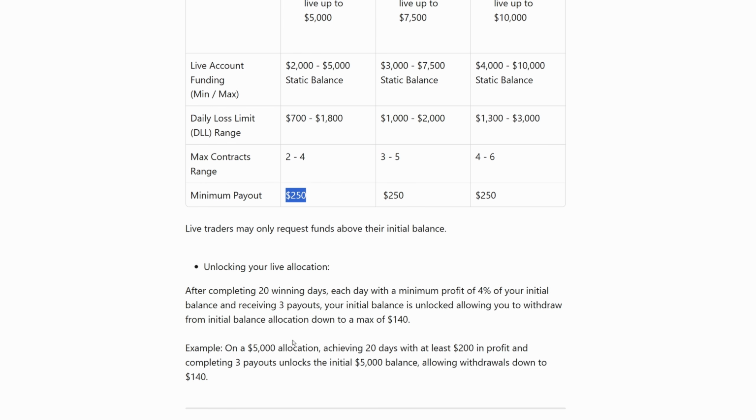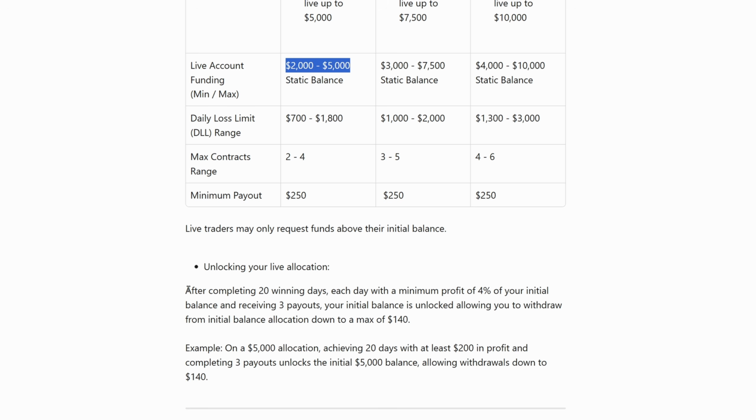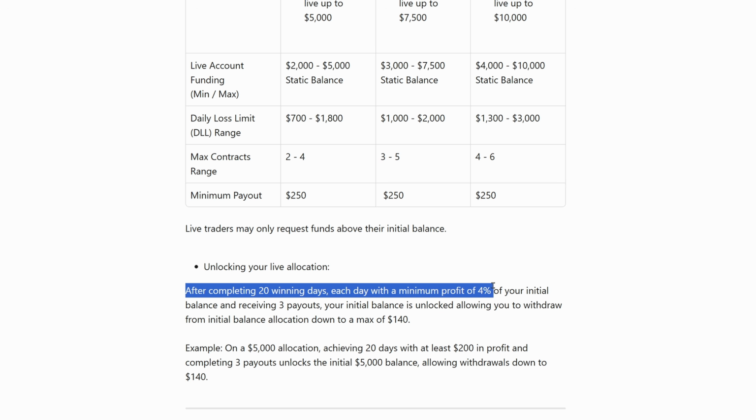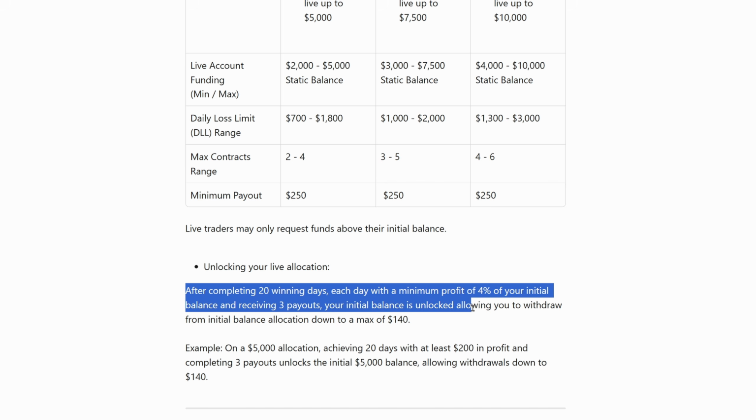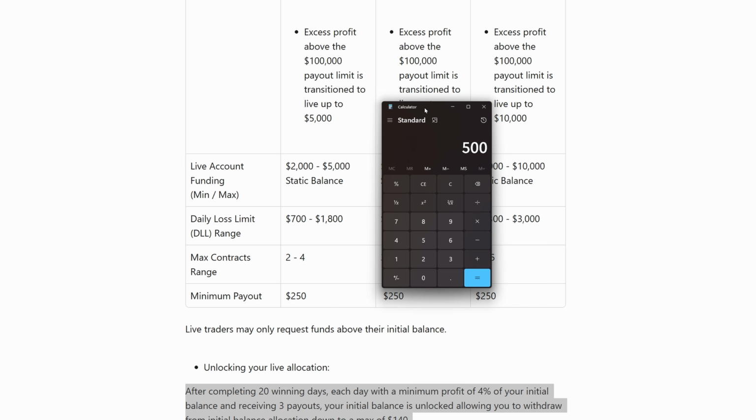Now, in order to be able to access that allocation of money that My Funded Futures put into that account, it's going to be the same requirement as the other accounts. 20 winning days, where each day is a minimum of 4% of your initial balance, and receiving 3 payouts. Your initial balance is unlocked, allowing you to withdraw from the initial balance allocation down to a max of $140. So in this example, if My Funded Futures put you in a live brokerage account with $5,000, then once you were able to have 20 winning days and 3 payouts, you could actually draw up to $4,860 out of the money they put into your account. So essentially, that is not part of the trading profits that you had to make.